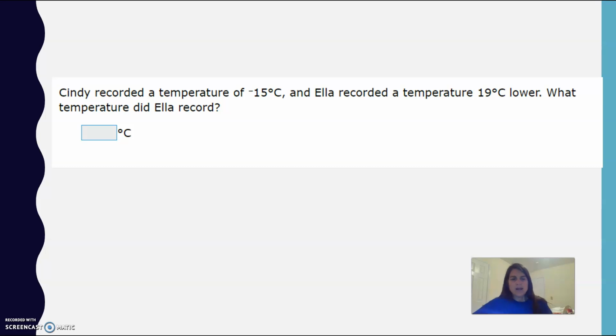We're going to work on one more temperature question because those tend to be kind of difficult, and this one's a little bit different, so hopefully this will help you with these kinds of problems. In this question, Cindy recorded a temperature of -15 degrees Celsius. So we're starting out with a negative number. And then Ella recorded a temperature that was 19 degrees Celsius lower.